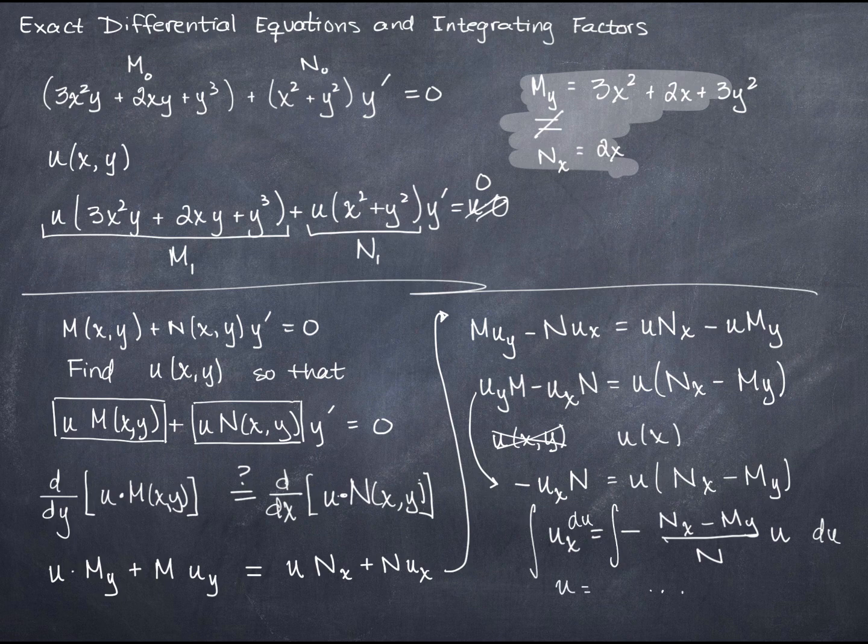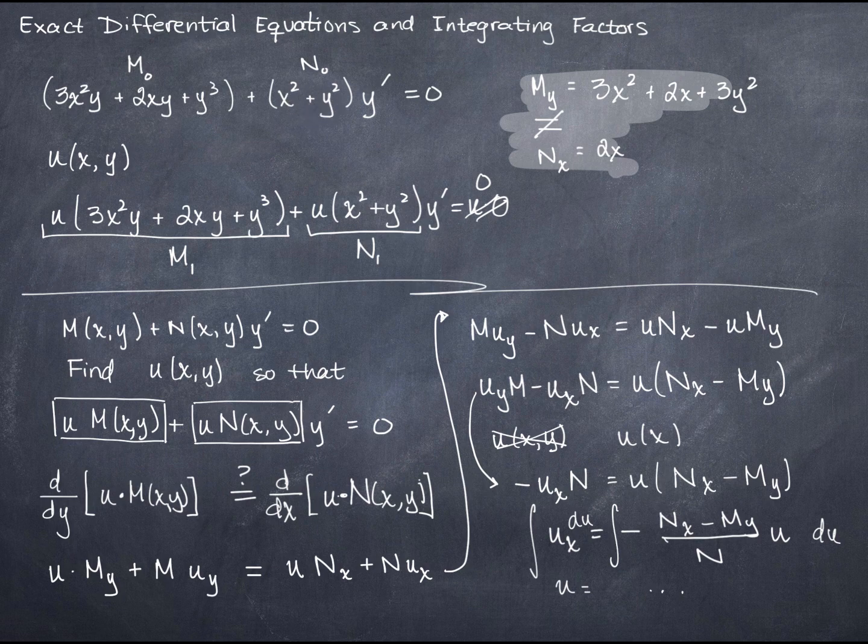Now, once I know u, I can go plug it back in here, turn this into an exact equation, and solve it. So that's the goal. The question is, how do you actually figure out what goes here? And the answer is basically you take the derivative of n with respect to x. You take the derivative of m with respect to y. You subtract them, and you divide by this function not differentiated.